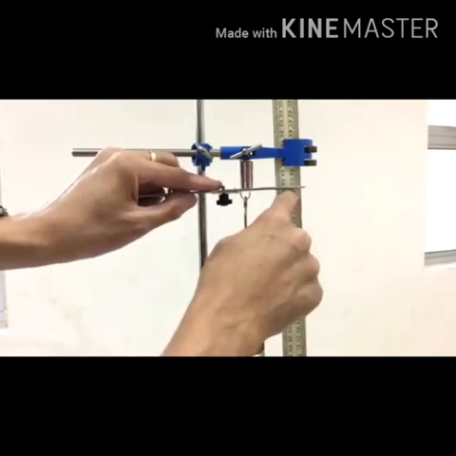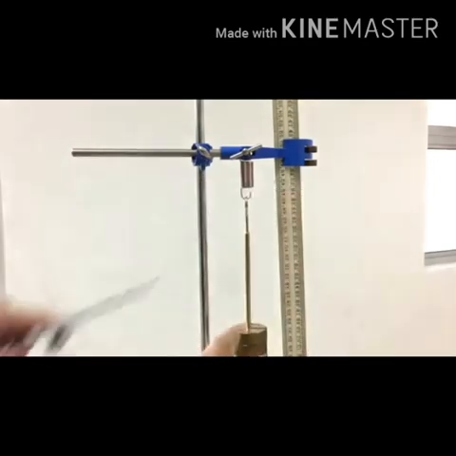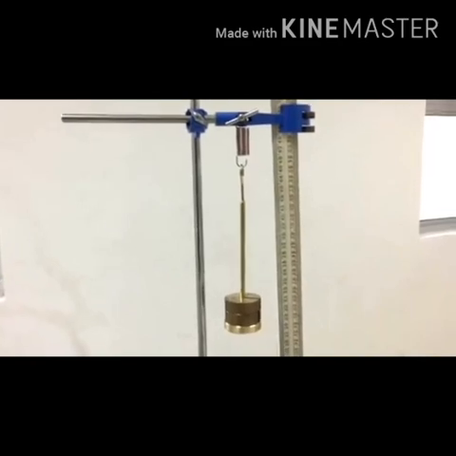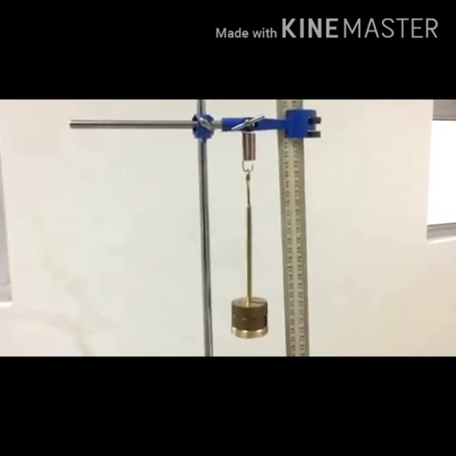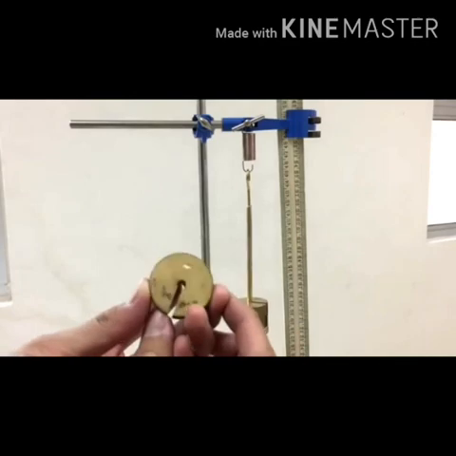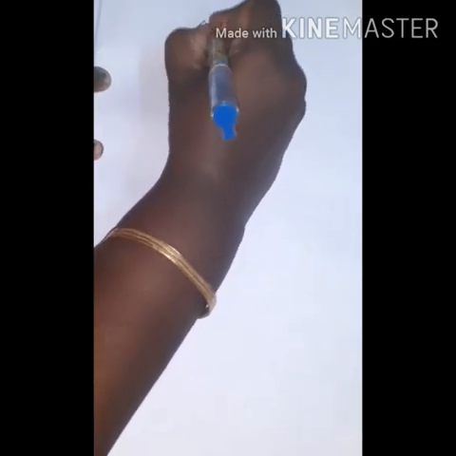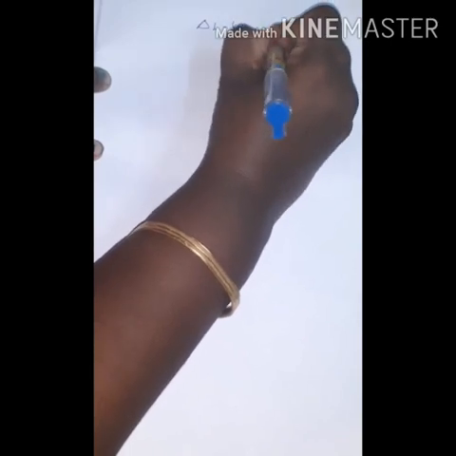The experiment shows that for a given load, the corresponding stretching force is F and the elongation produced on the wire is del L. It is directly proportional to the original length L and inversely proportional to the area of cross-section A. A graph is plotted with F on the x-axis and del L on the y-axis. The graph is a straight line passing through the origin. Therefore, del L is equal to slope into F.